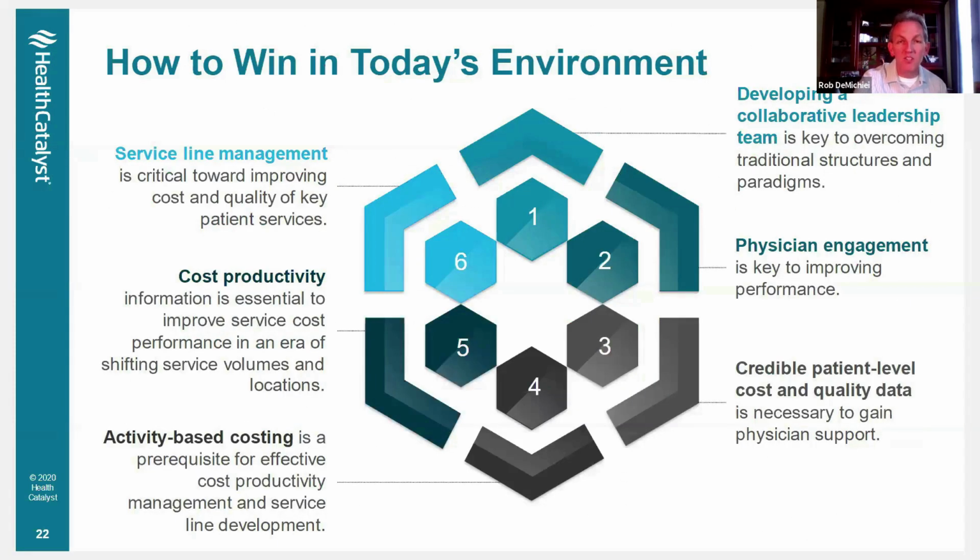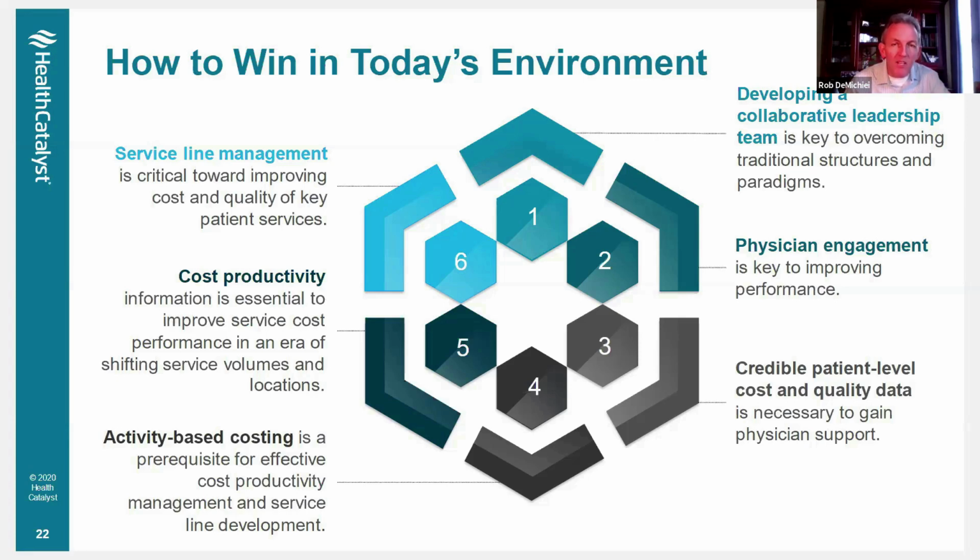And so this is a summary slide to talk about how to, as I say, win in today's environment and in the future. And I think the key is really on the right. It's about physician engagement. And the most important is the bottom right, having credible patient-level cost and quality data. And again, those indirect clinical costs are where the majority of your costs are. And it's where traditionally you lose the physician support by providing them this large nugget of allocated indirect costs. Well, here's the cost you were allocated for your OR time, for your labs, for your imaging, for your length of stay. And without some credibility behind it, you lose their support.